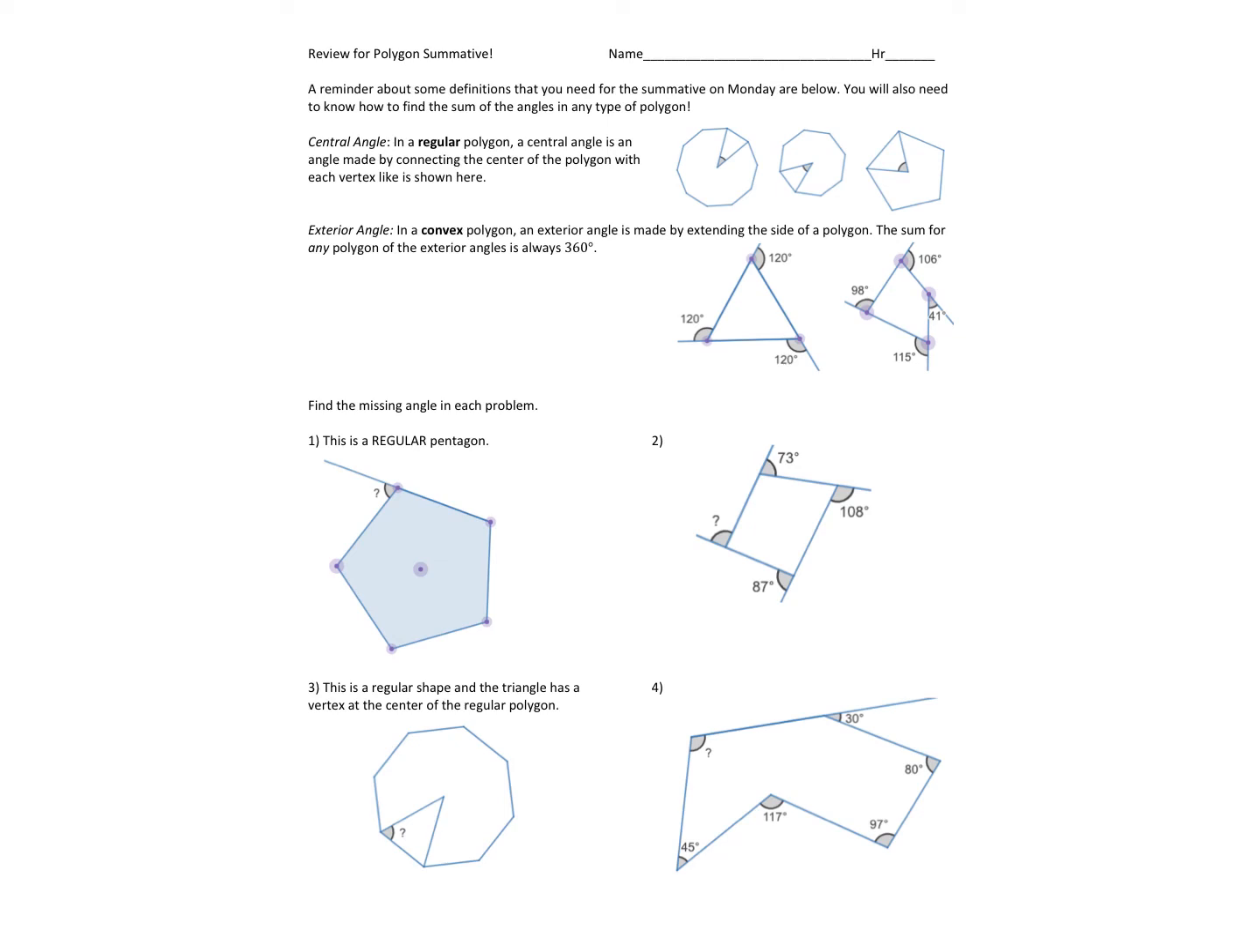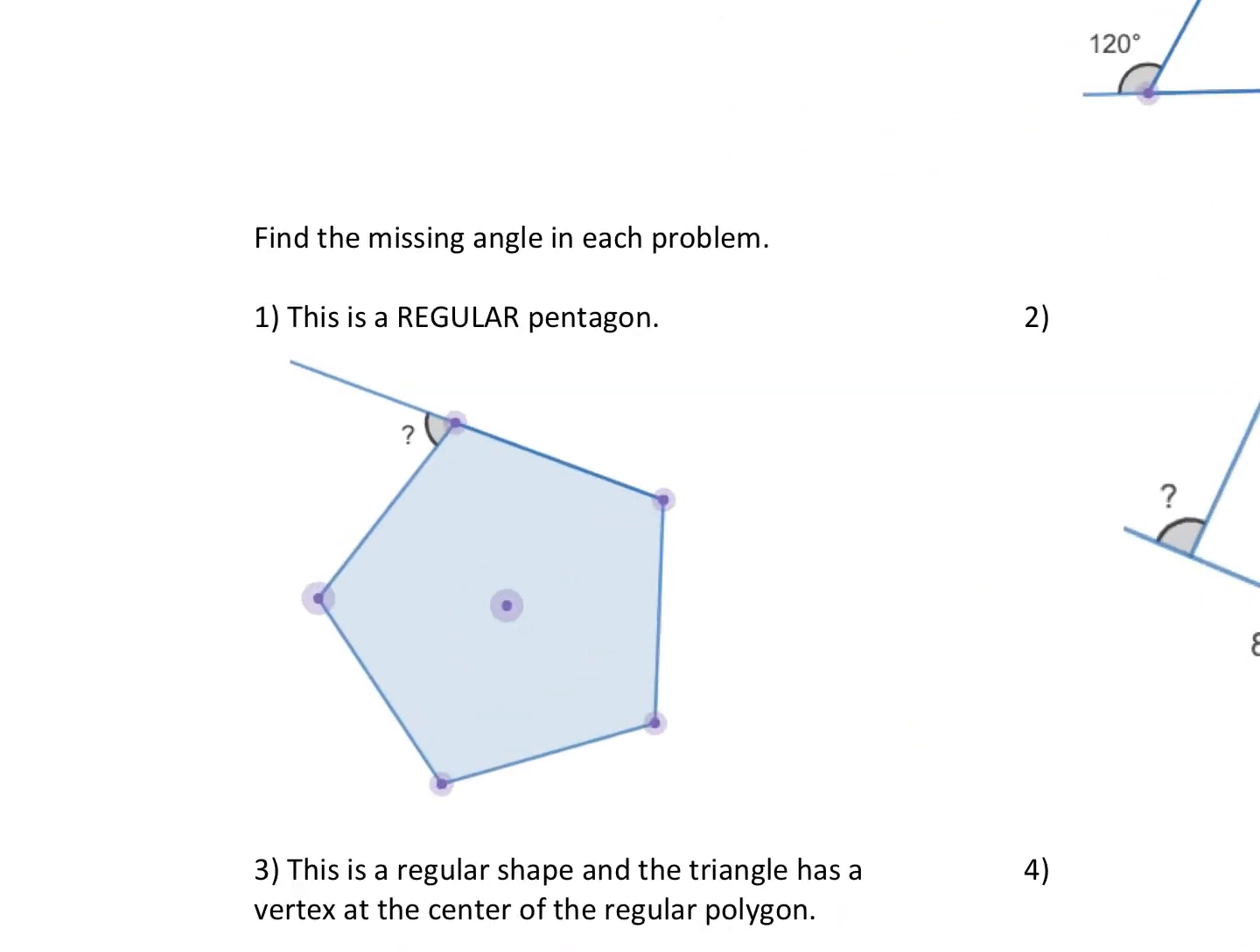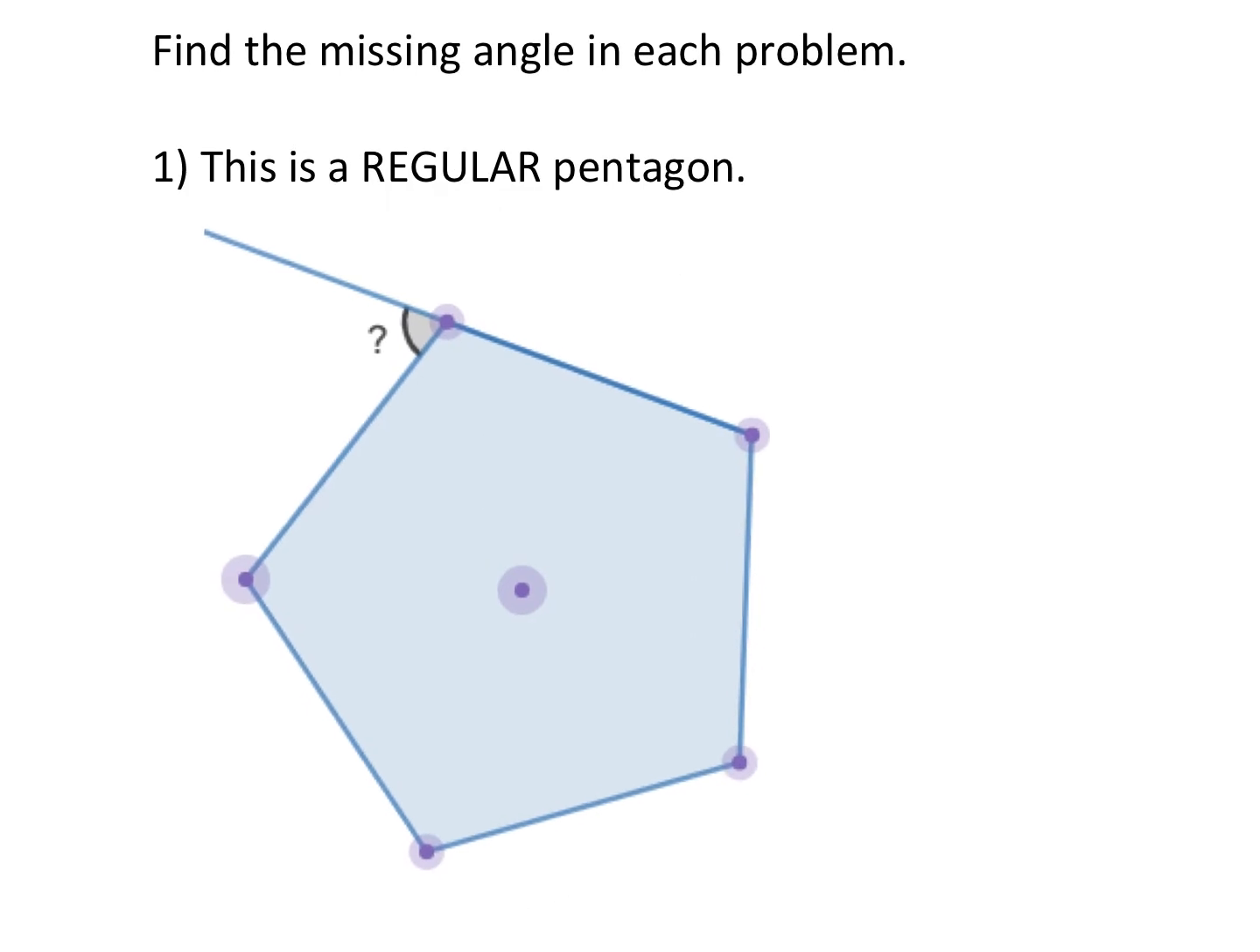Okay, I'm gonna walk you through as best I can this set of problems. The top is just meant to be a reminder of what a central angle is and what exterior angles are. You are also going to need to know how to find the sum of the angles in any type of polygon, which I will demonstrate here. So let's dig in. Number 1 says this is a regular pentagon, and we're looking for that angle right there.